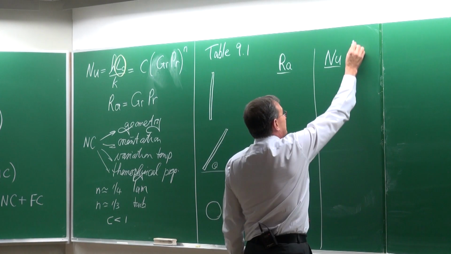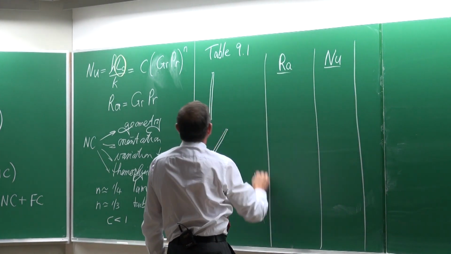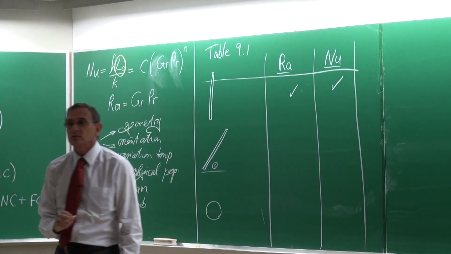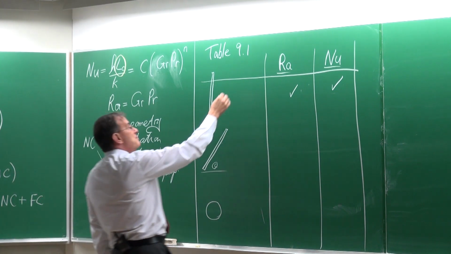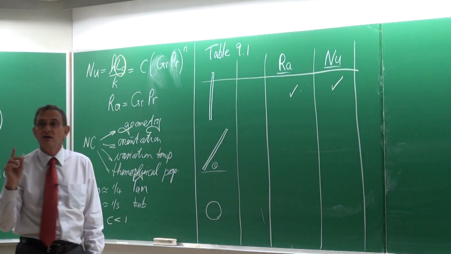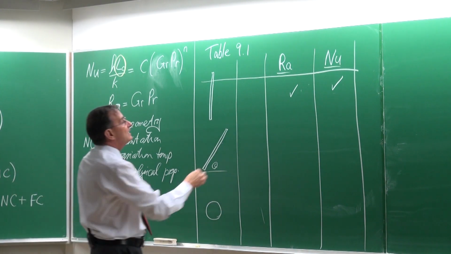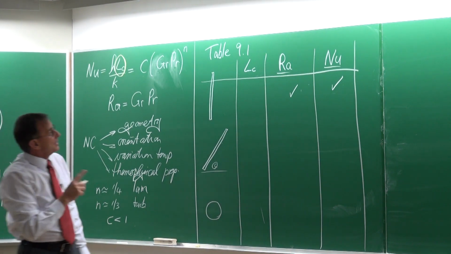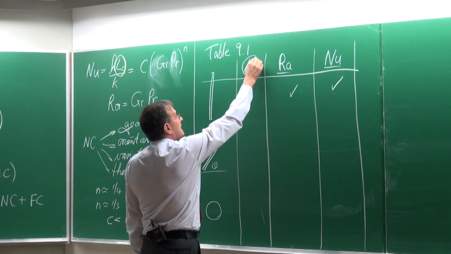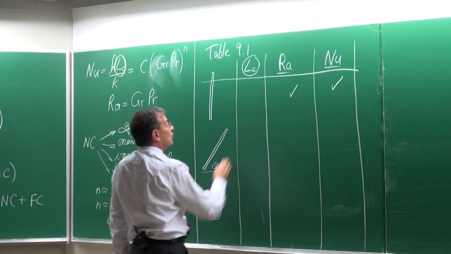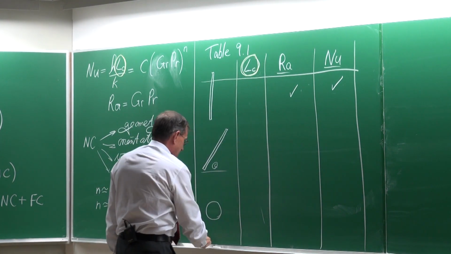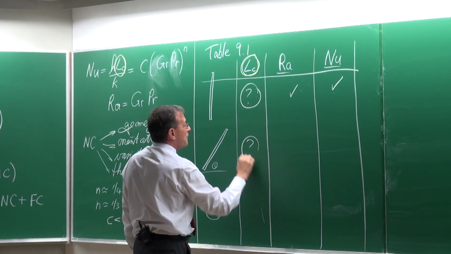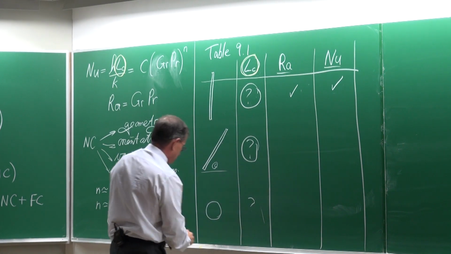Now students are normally very good at getting this value and that value from the table. But the thing that they sort of miss is the most important thing in the table. The most important thing in the table is the characteristic length. They tell you how you must get the characteristic length for all the different geometries.